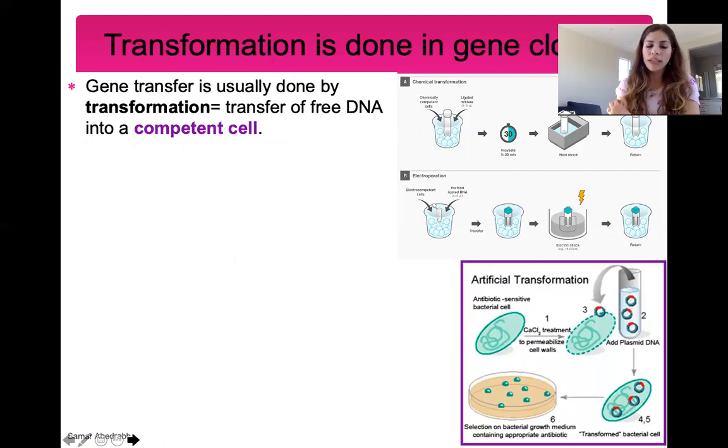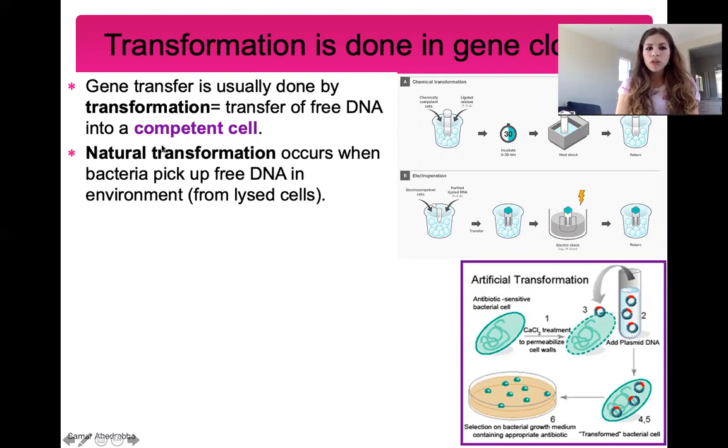Transformation is transferring DNA into a competent cell. A competent cell is a cell that's able to take up DNA. So generally, a cell cannot just take up DNA. It has to have a membrane that is somewhat permeable so that it can take up DNA. That's what transformation is. There's natural transformation and artificial transformation.